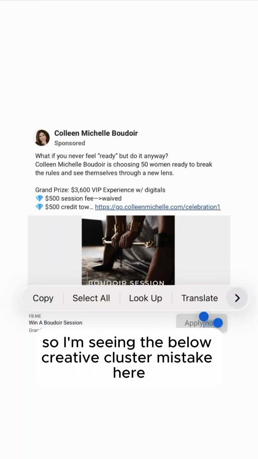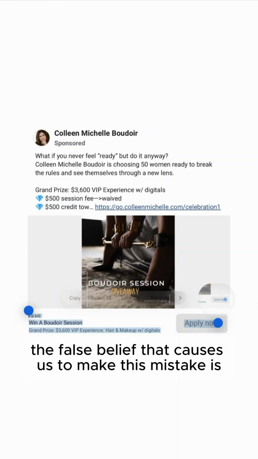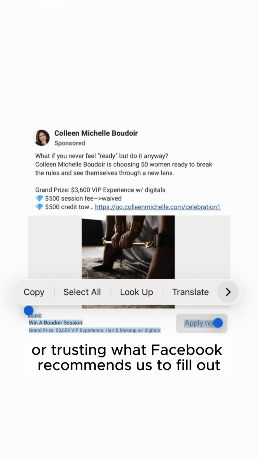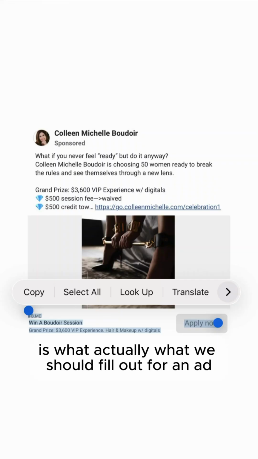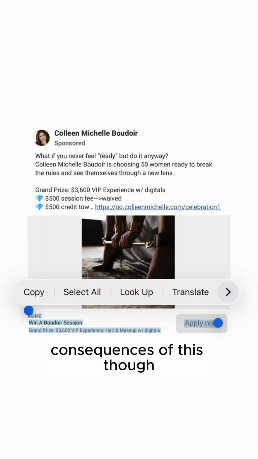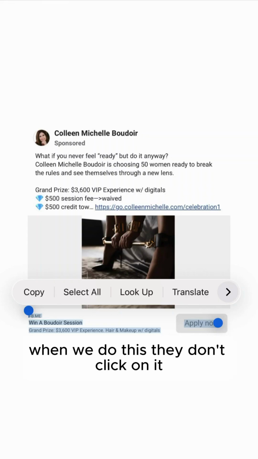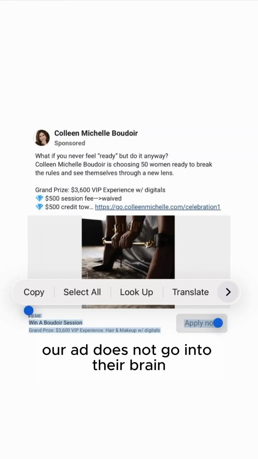So I'm seeing the below creative cluster mistake here. The false belief that caused us to make this mistake is we're trusting that what Facebook recommends us to fill out is what we should fill out for an ad. The consequence of this, though, is more women actually scroll by our ad when we do this. They don't click on it, they scroll on by, we waste that impression, we waste that ad spend to get that impression, our ad does not go into their brain.